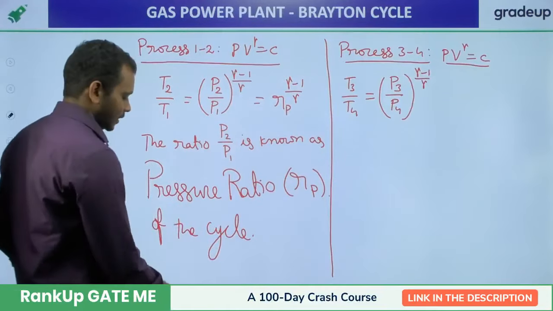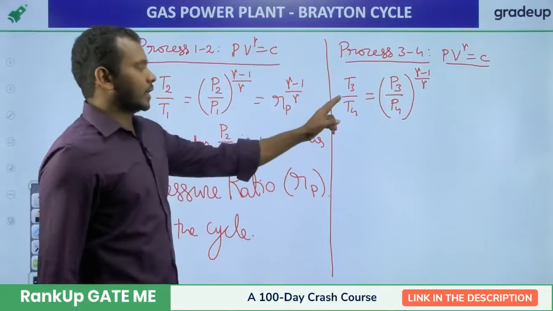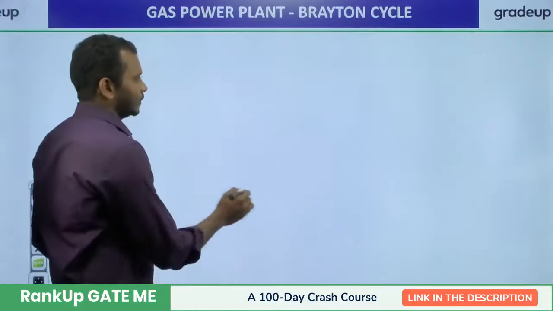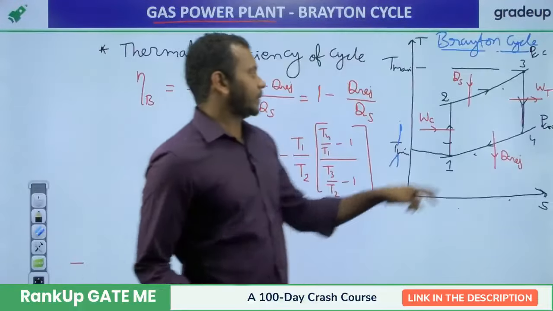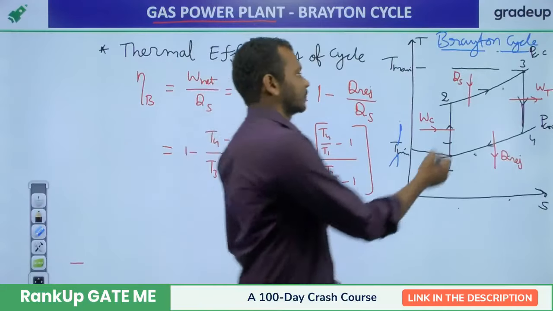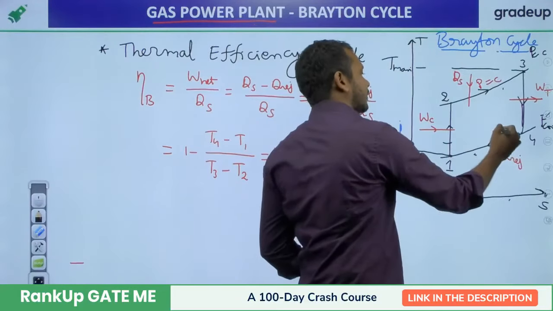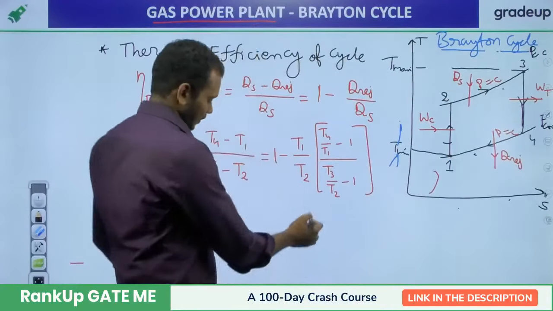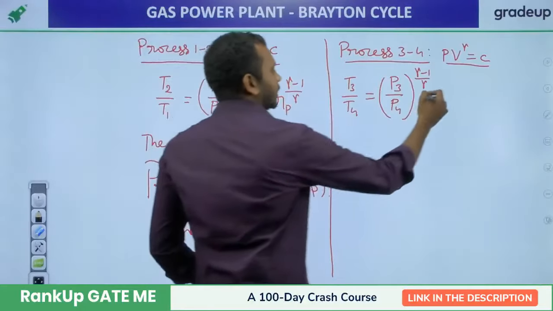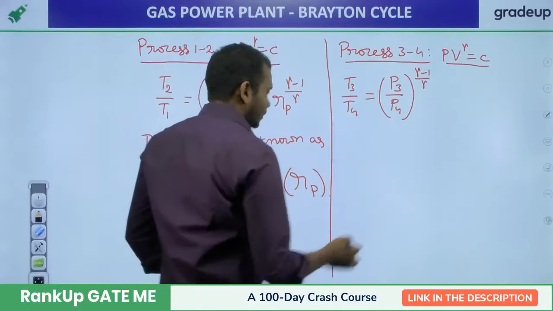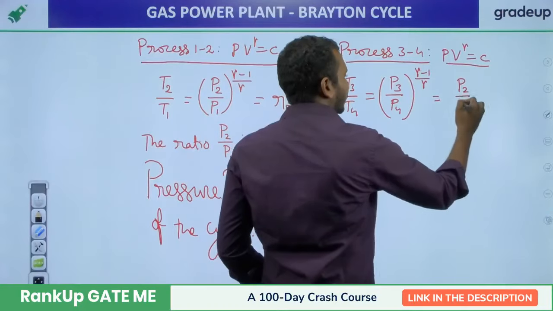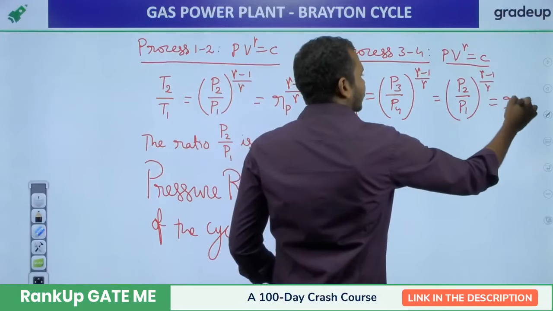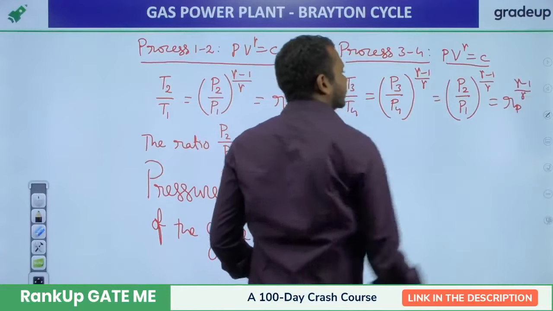So coming to this, T3 by T4 I can write as P3 by P4 whole power gamma minus 1 by gamma. But what is P3 by P4 here? P3 is nothing but P2, because we have a constant pressure process here. P2 is equal to P3, P1 is equal to P4. Therefore, I can write P2 by P1 whole power of gamma minus 1 by gamma, which is equal to Rp power of gamma minus 1 by gamma only.